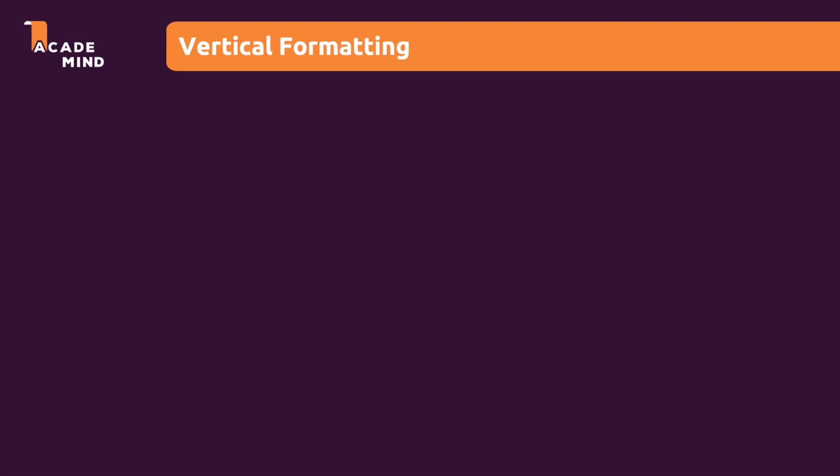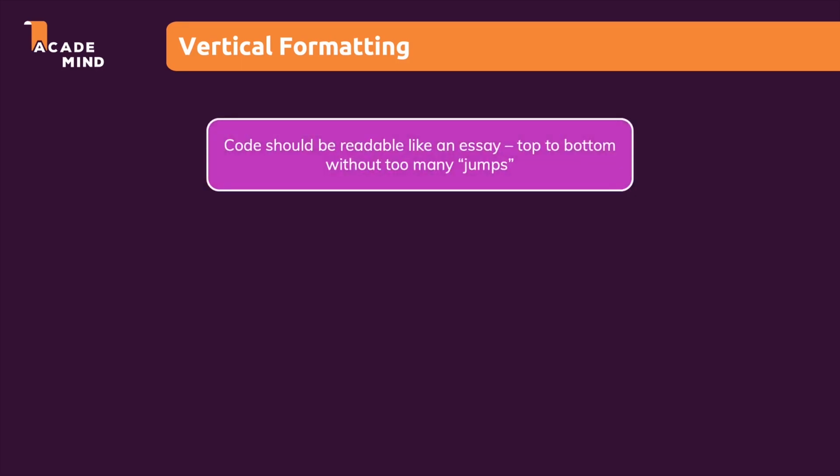Now let's start with vertical formatting. Vertical formatting is about using the vertical space in our code file. And there we have one simple rule. Your code should be readable like an essay, top to bottom, without too many jumps. And this is something you already heard in the first course section. Your code should be nice to read, almost like an essay.